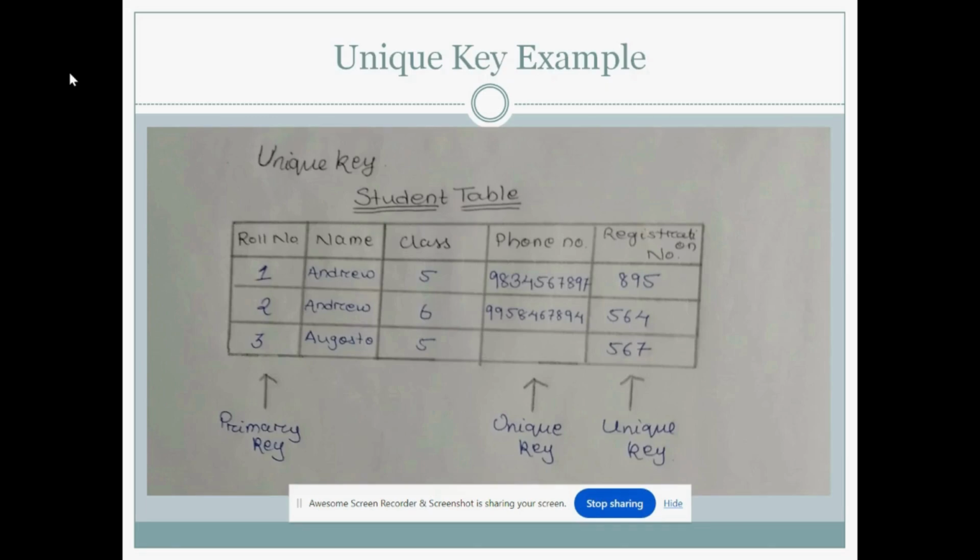In this example, you can see that roll number acts as a primary key. It does not contain any null values. But phone number acts as a unique key. It has one null value for roll number 3. And registration number also acts as a unique key, but it does not contain any null value.